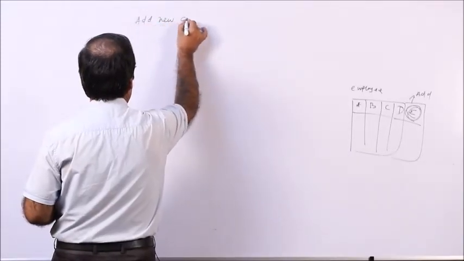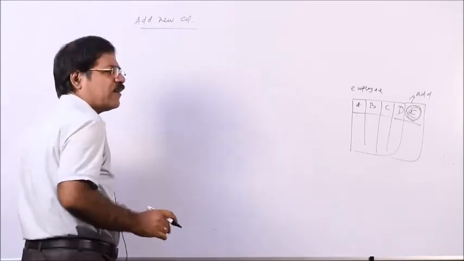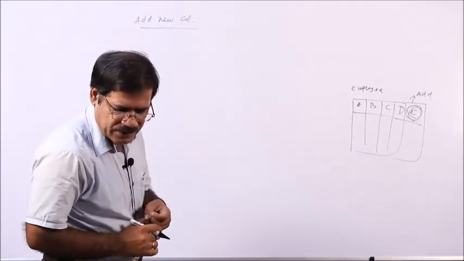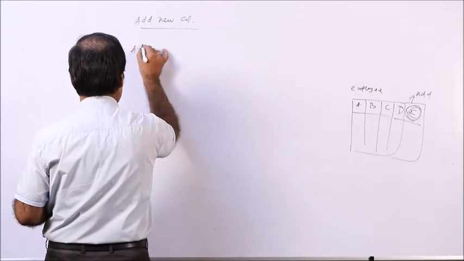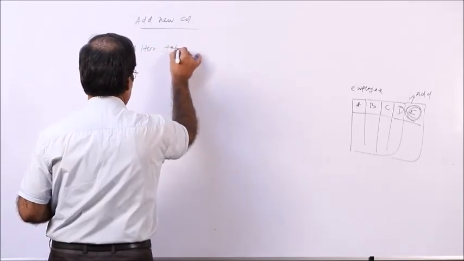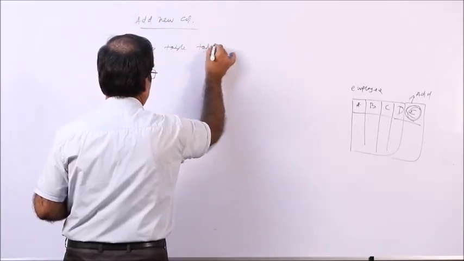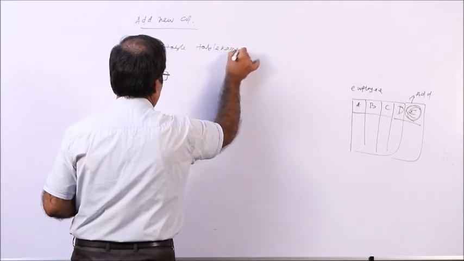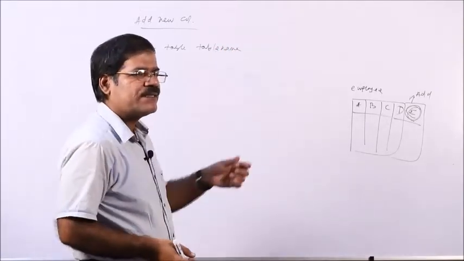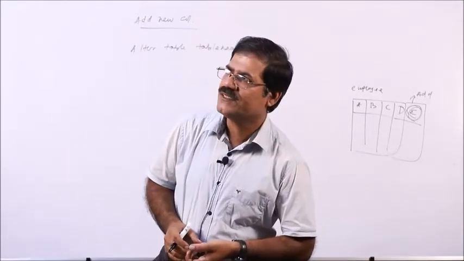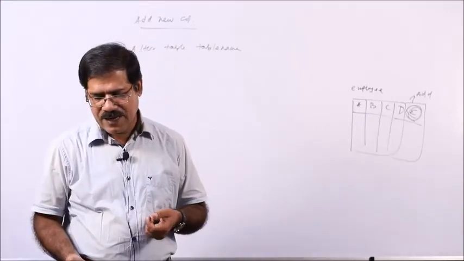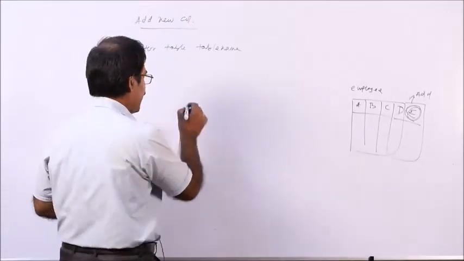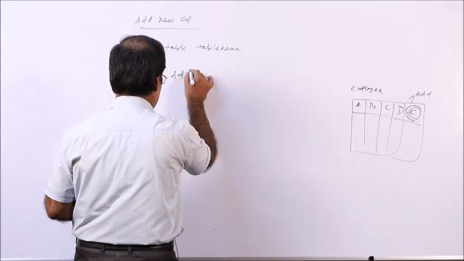Add new column. Again the command is alter. Alter table name. In the previous case I wanted to delete it, and delete means you write drop. Here I want to add a new column. So, what do you write? Add column. Add is a command: add column.